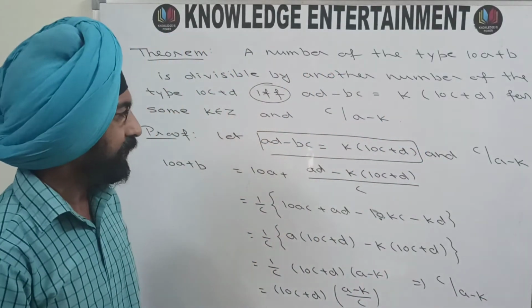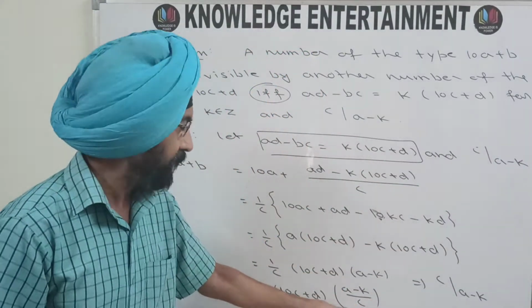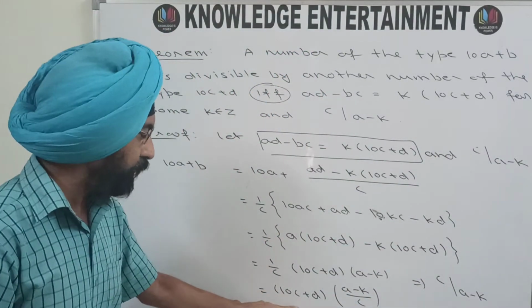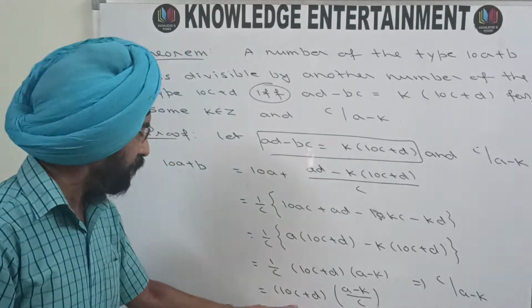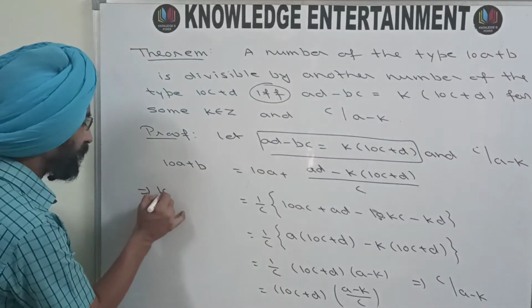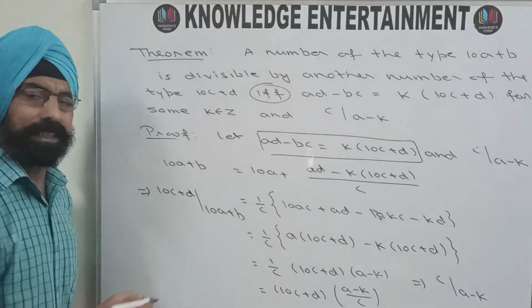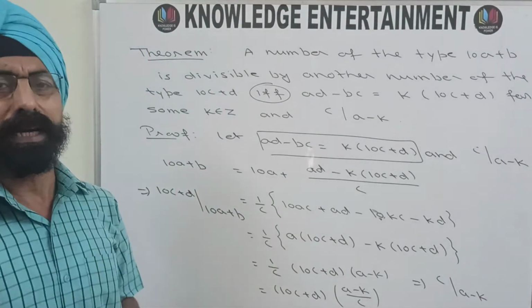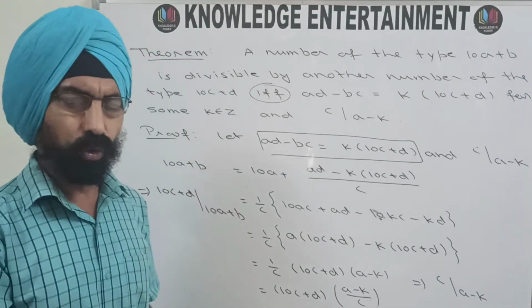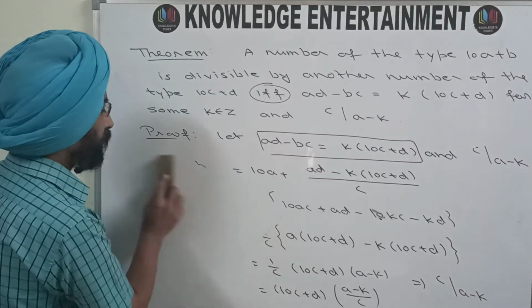So this condition is already given. C divides A minus K. So this is an integer. Tan A plus B is tan C plus D times some integer. So that means tan C plus D divides tan A plus B, or you can say that tan A plus B is divisible by tan C plus D. So the converse part also we have proved in this way.